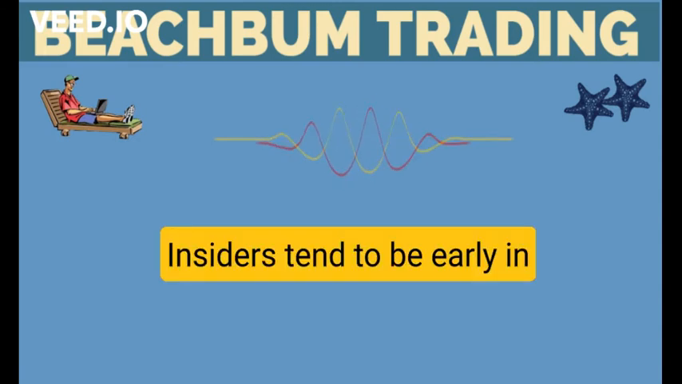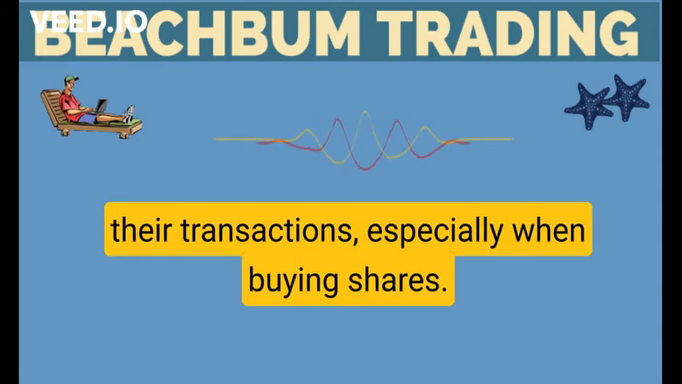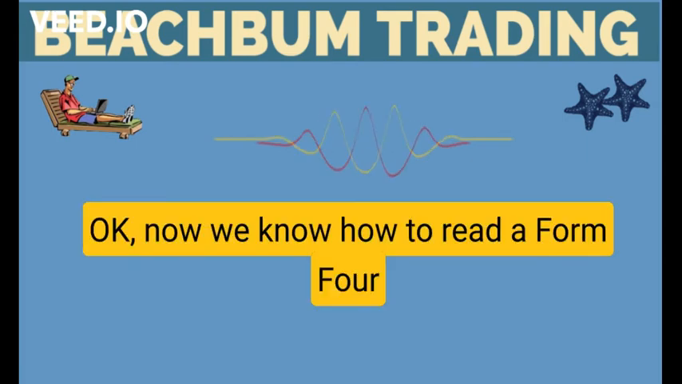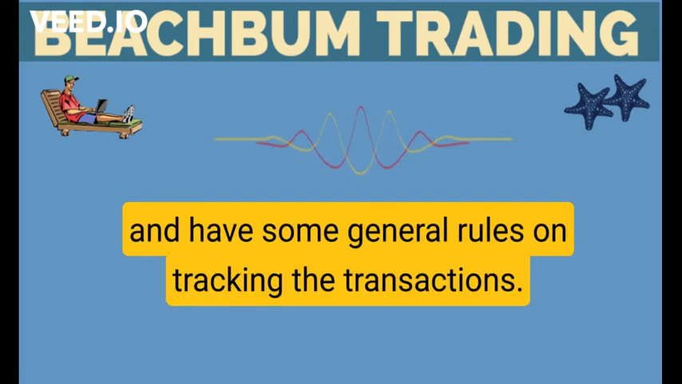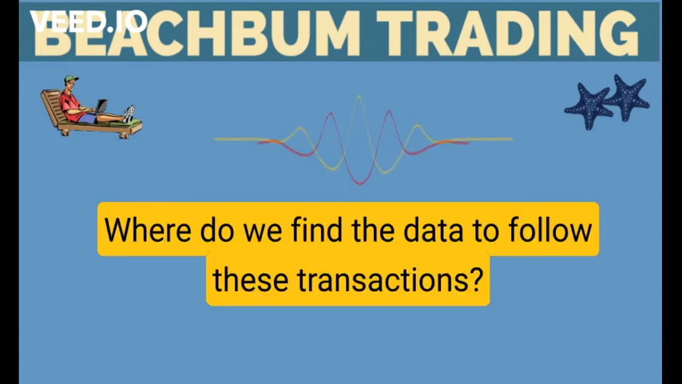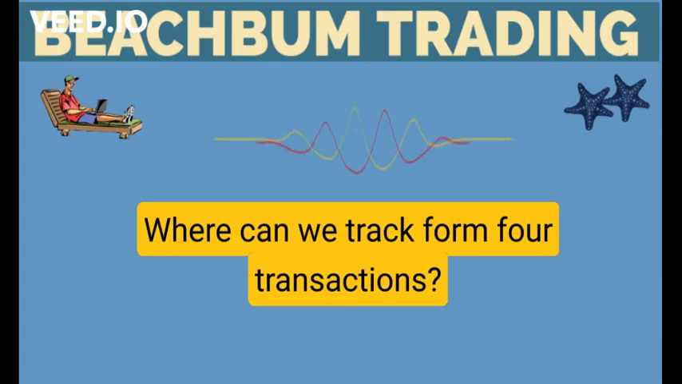Insiders tend to be early in their transactions, especially when buying shares. Okay, now we know how to read a Form 4 and have some general rules on tracking the transactions. Where do we find the data to follow these transactions? Where can we track Form 4 transactions?